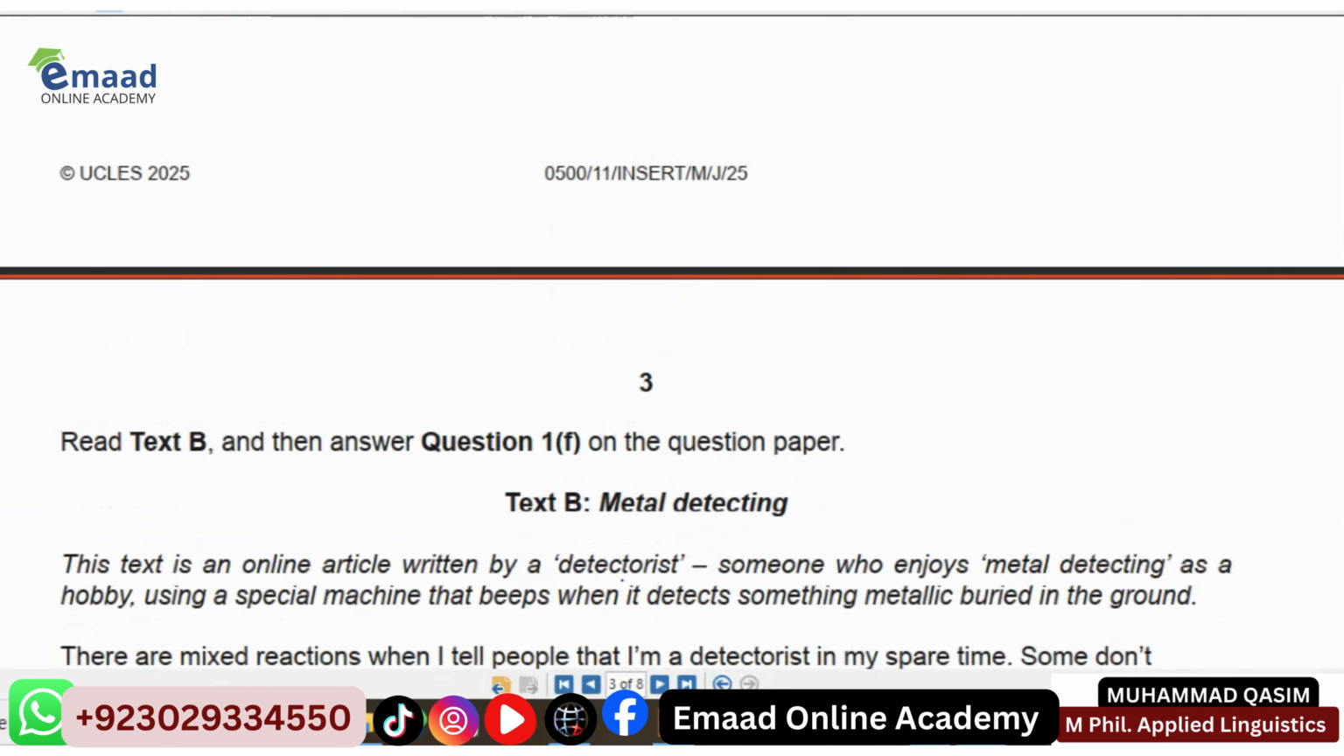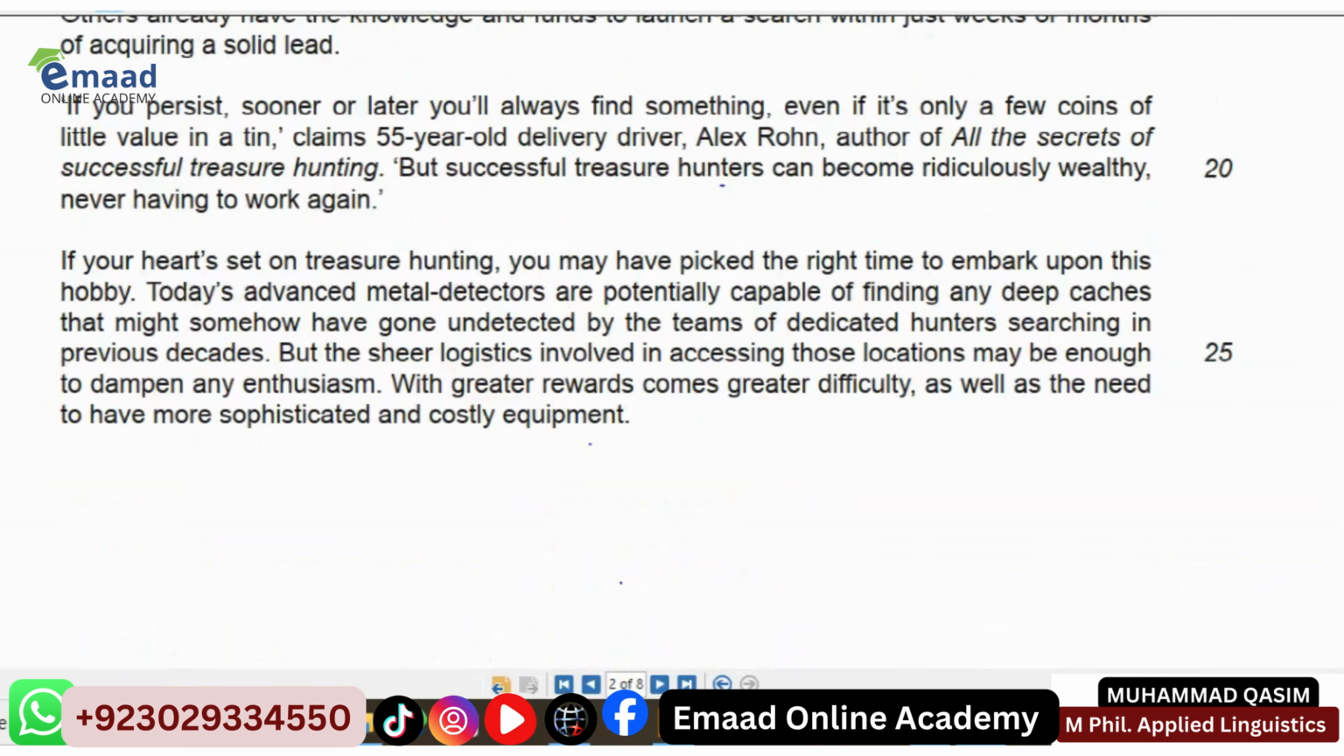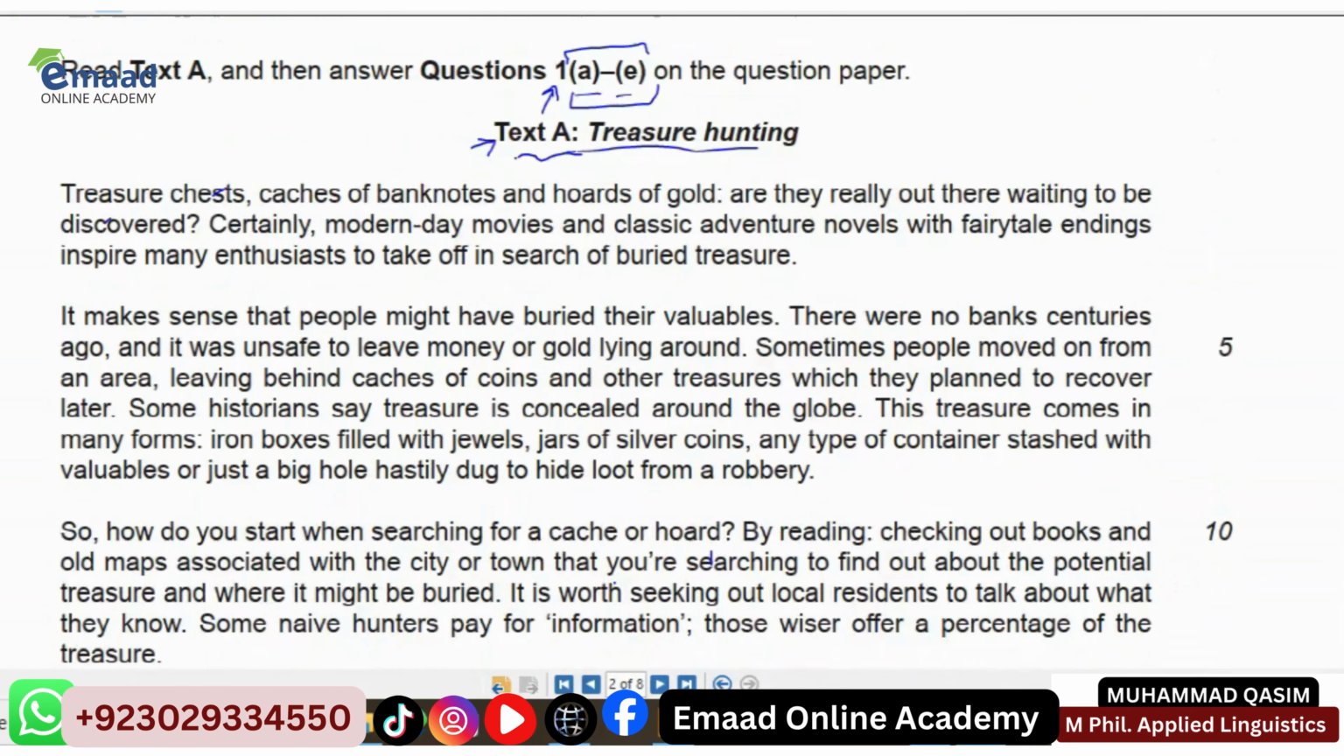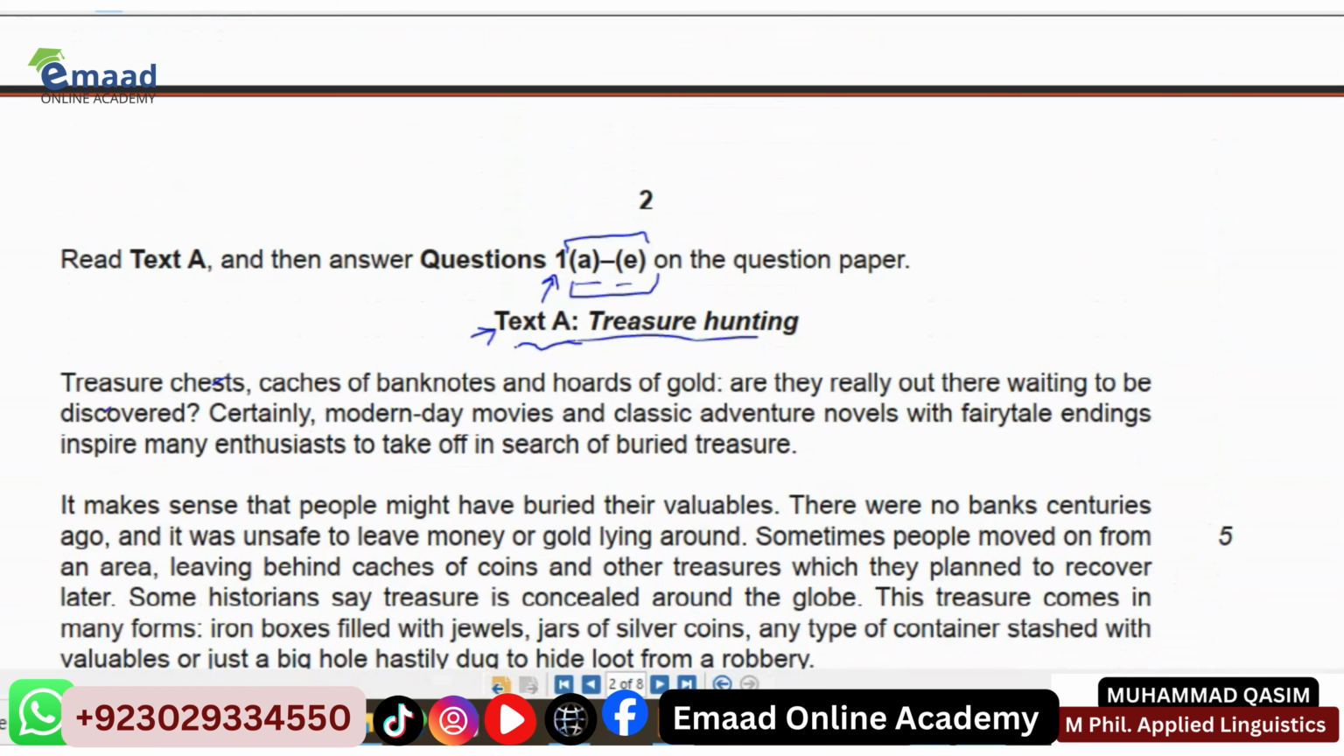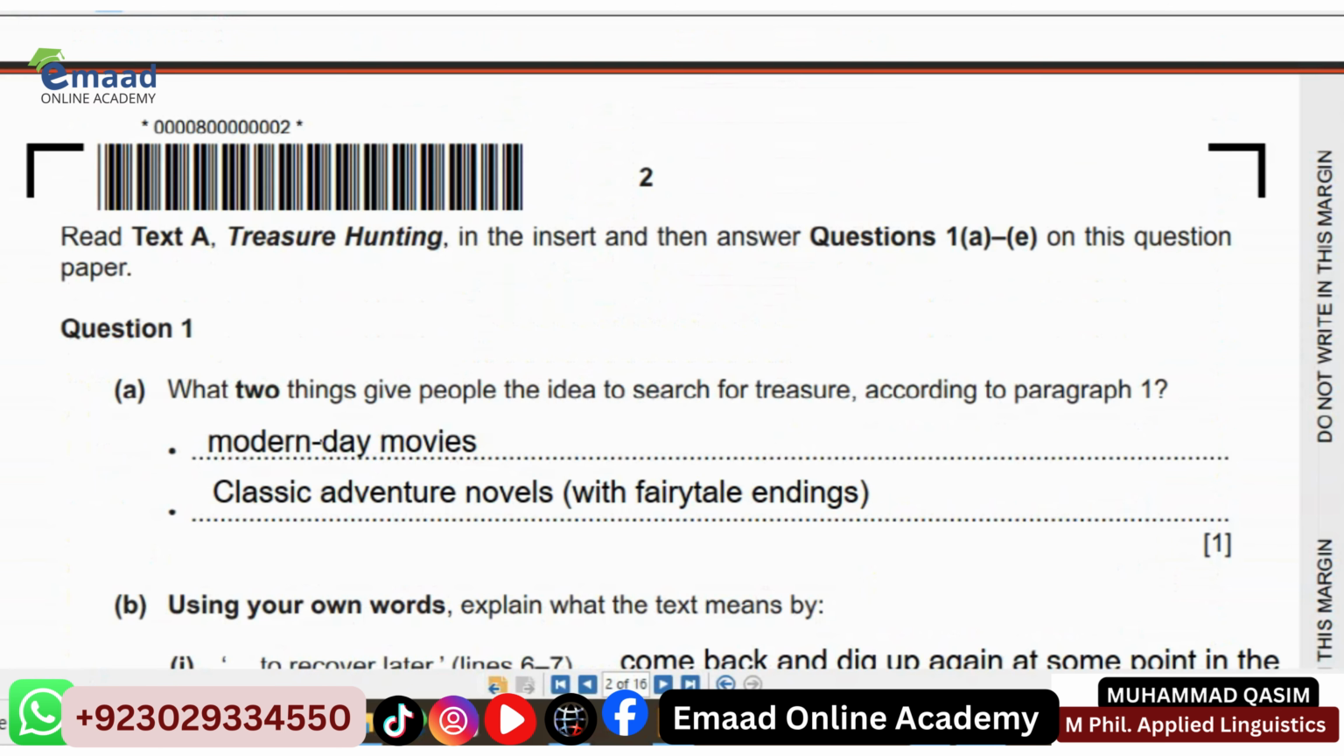So this is now the end of text A, just 27 lines of text. Let's now reach question number 1 and solve its five components, A, B, C, D, E. What two things give people the idea to search for treasure according to paragraph 1? Two things you need to add in these two lines to complete this answer and get this mark. Let's now reach to the reading insert here.